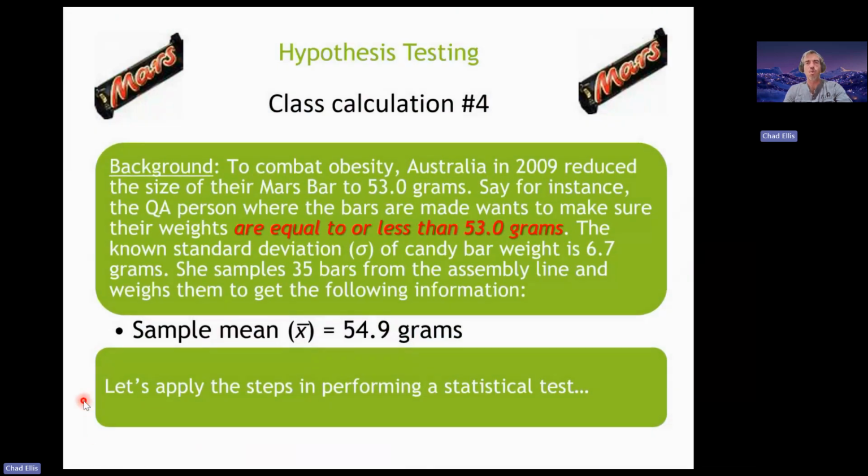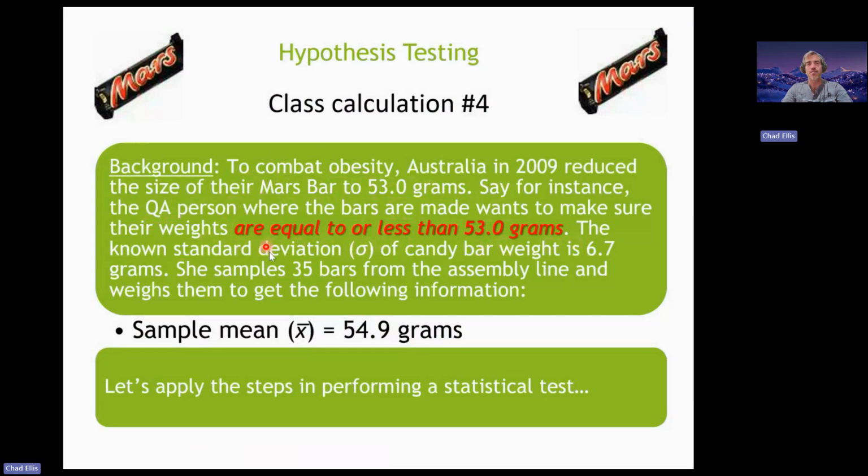Okay, let's do another one sample means test. In this case, our background scenario is to combat obesity. Australia in 2009 reduced the size of their chocolate Mars bar to 53 grams. But say, for instance, the quality assurance person at the Mars bar factory wants to make sure their weights are equal to or less than 53 grams.